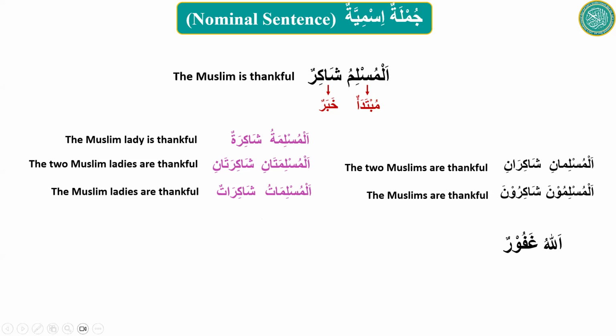Allahu Ghafurun. Allah means Allah. Ghafur means extremely forgiving. So how will I translate it? Allah is extremely forgiving. Simple as that. We need to label it and we need to confirm that it meets all the conditions or the rules of a jumla ismiya. First of all, is it a jumla ismiya?